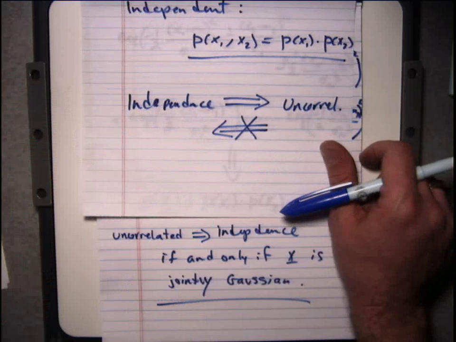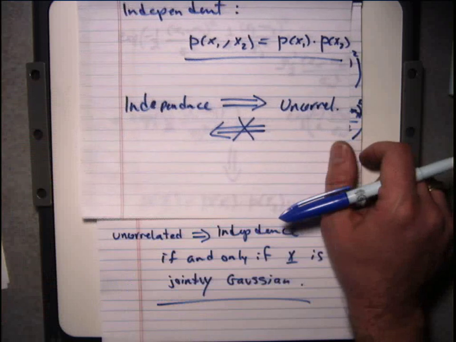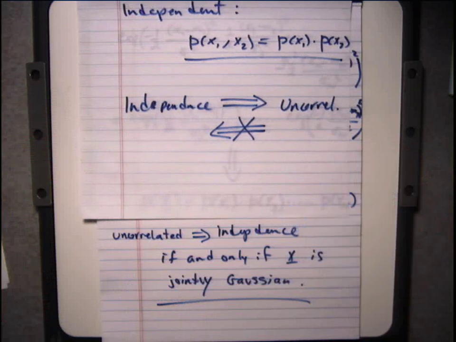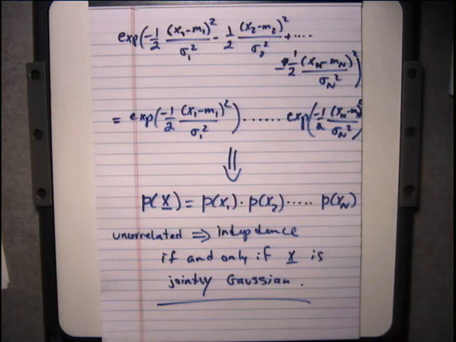There are a few other cases, but they're kind of esoteric and you don't need to worry about those. Just remember that independence is a stronger concept than uncorrelatedness, therefore it implies uncorrelatedness, unless you're talking about a Gaussian, in which case the two concepts are one and the same. Any questions?